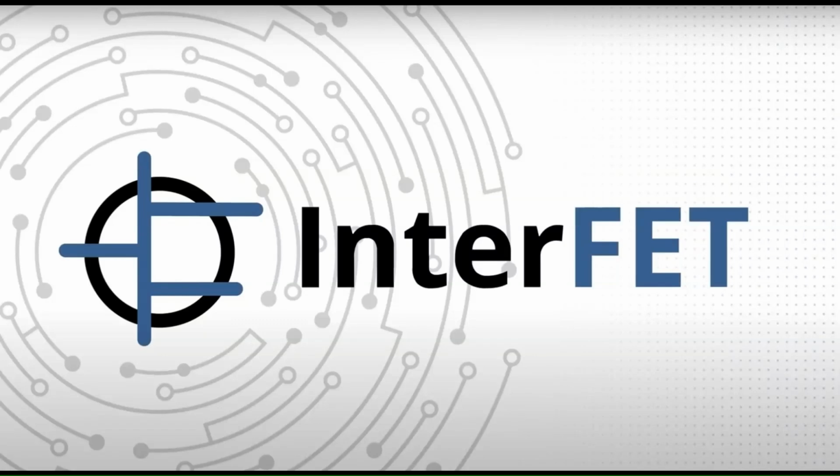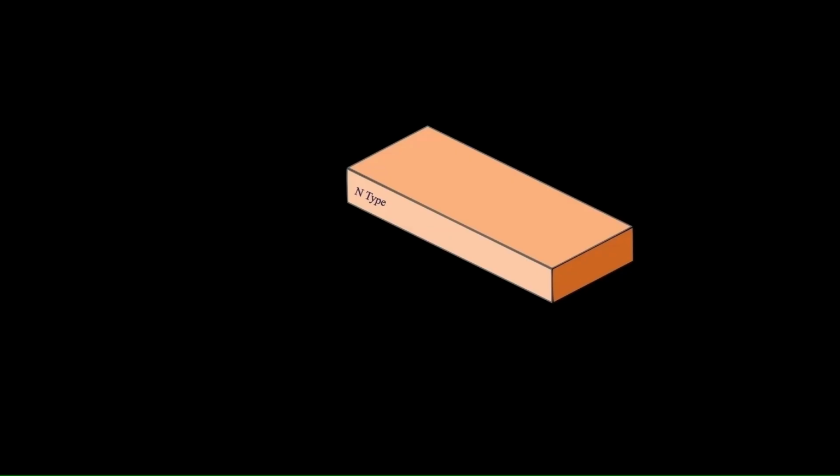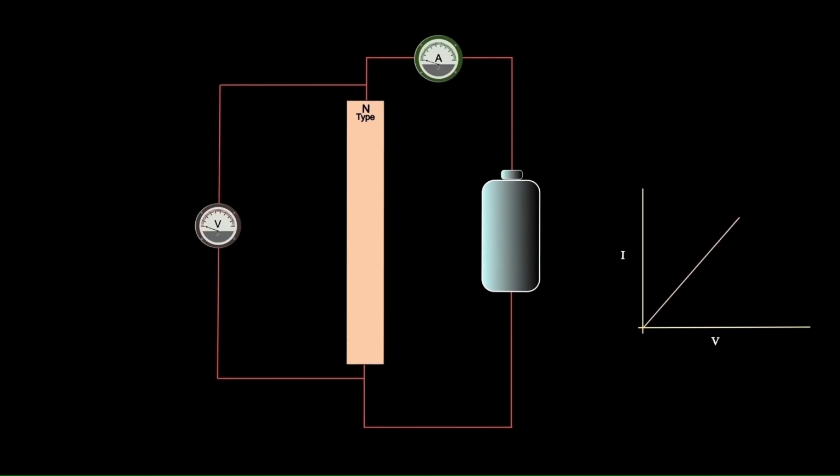In this video, we will explore the design of a planar JFET. As a starting point, let's look at a slab of N-type semiconductor material and attach wires to opposite ends. An applied voltage will cause a current flow from one end of the material to the other. This chunk of material will act like a resistor. As the voltage is increased, the current will increase.